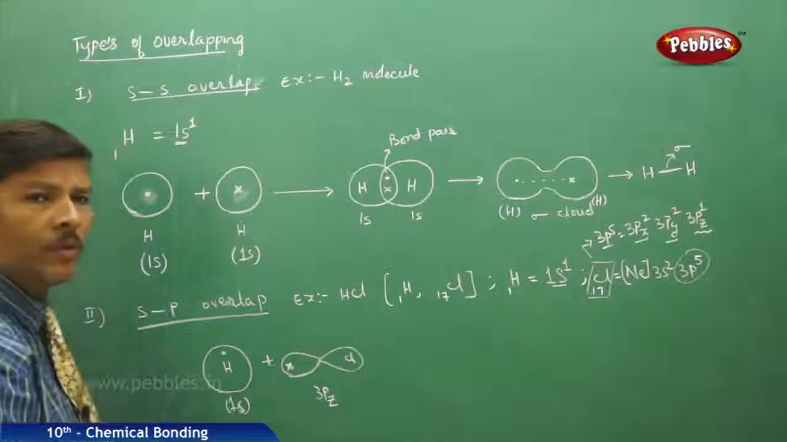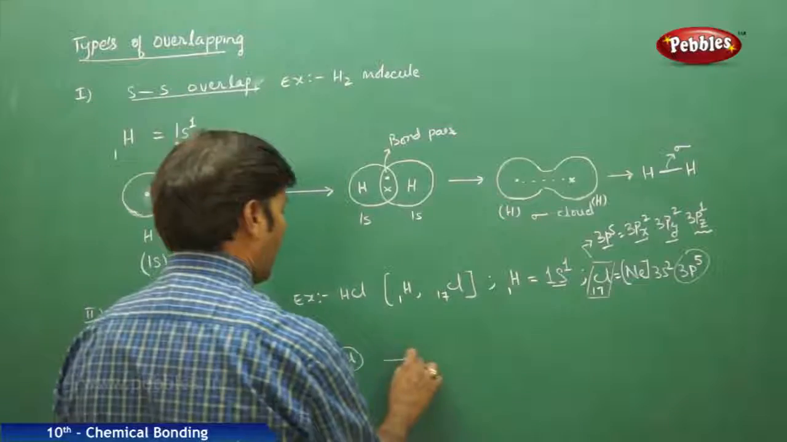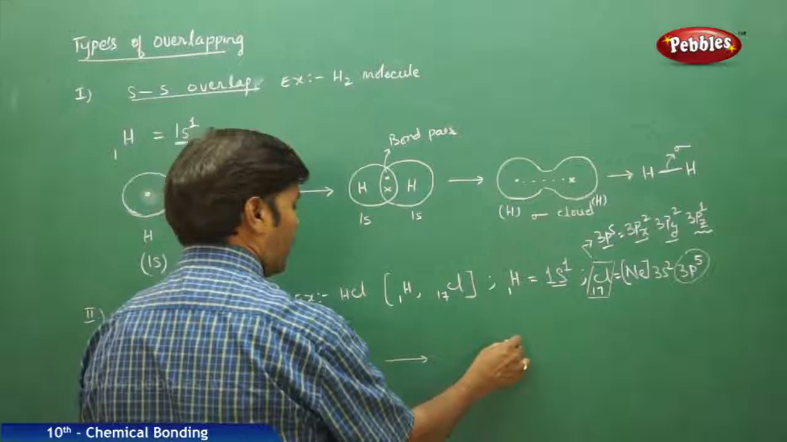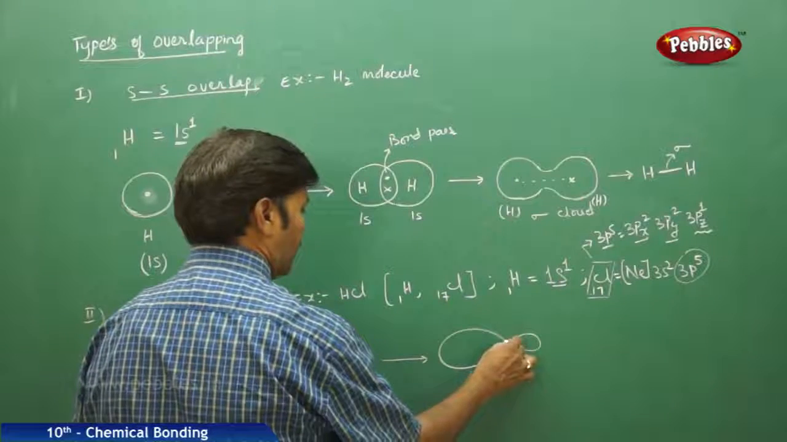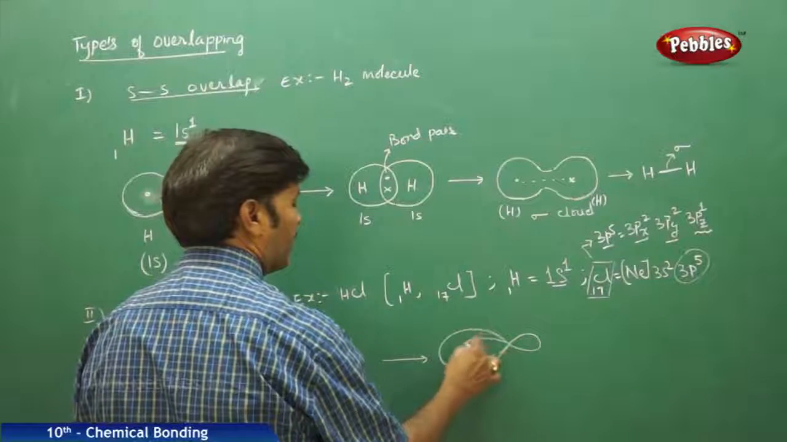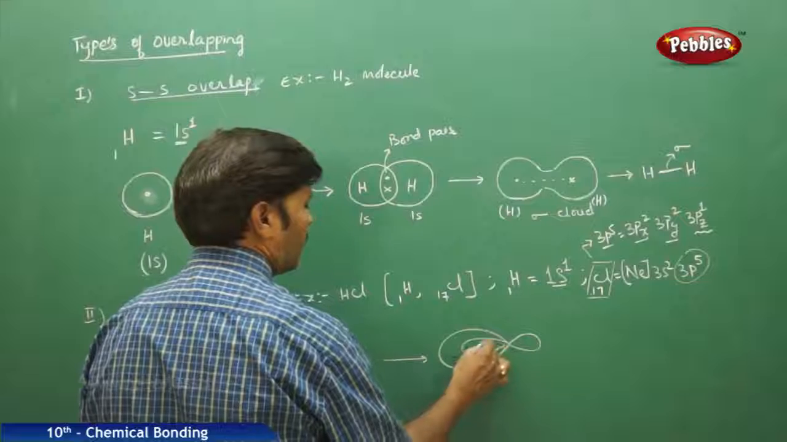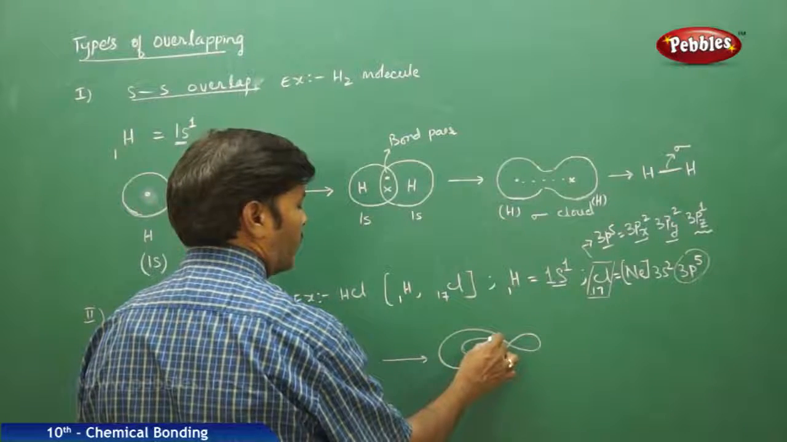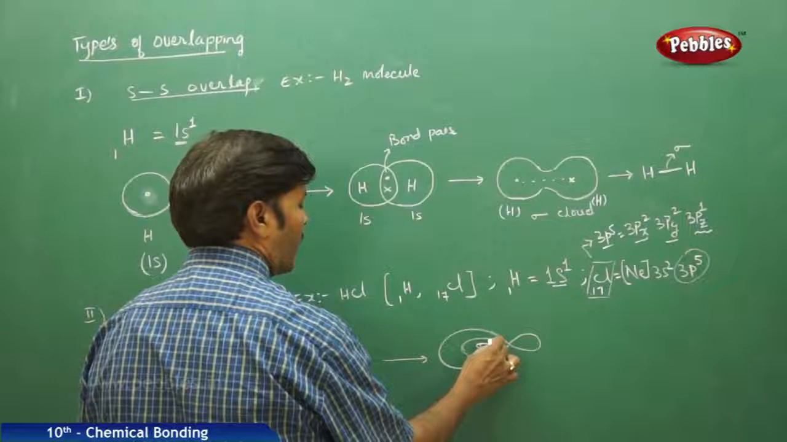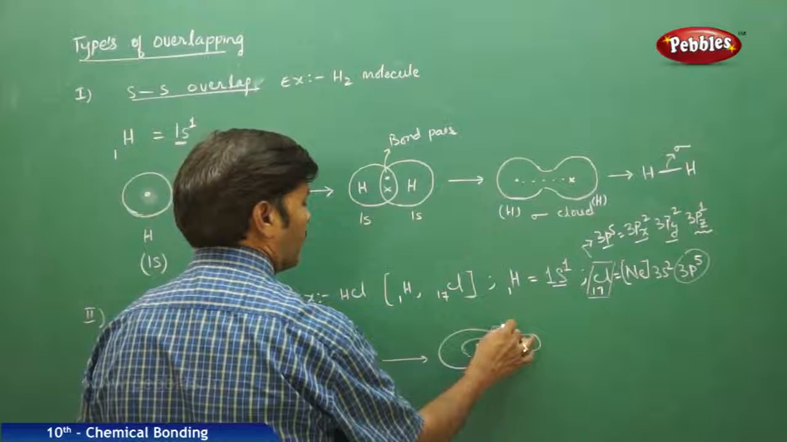This is before overlapping. After the overlapping, you get a structure more or less like this. This is the structure which you are going to get, and this is nothing but the sigma bond formation. This is the sigma cloud, which you can see here.